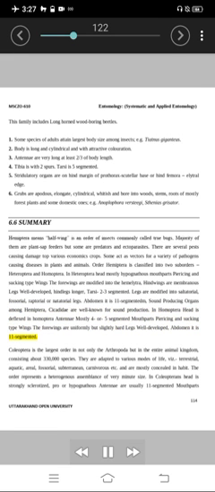Coleoptera is the largest order in not only the Arthropoda but in the entire animal kingdom, consisting about 330,000 species. They are adapted to various modes of life, viz., terrestrial, aquatic, aerial, fossorial, subterranean, carnivorous, etc., and are mostly concealed in habit. The order represents a heterogeneous assemblage of very minute size.